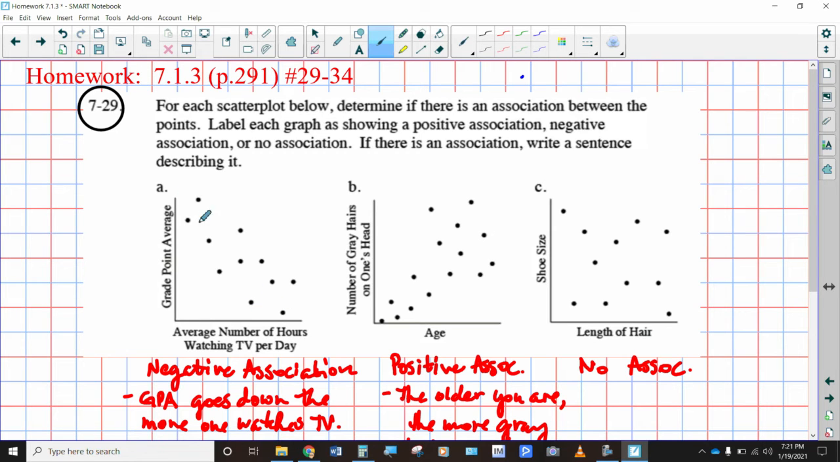But that's definitely a negative association, right? Because you can kind of see it. It looks like it might be a moderate, not really weak, but it's moderate. It's not a strong association. You certainly have some people that could watch.